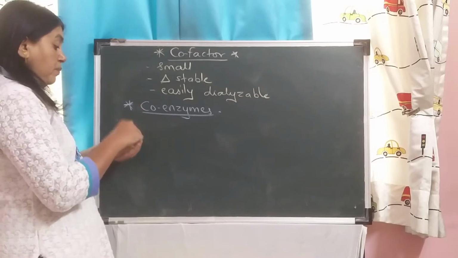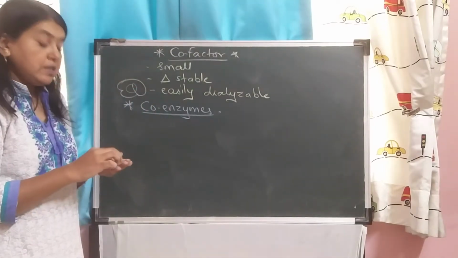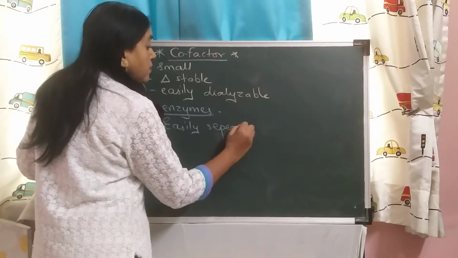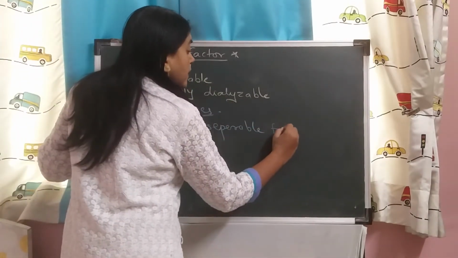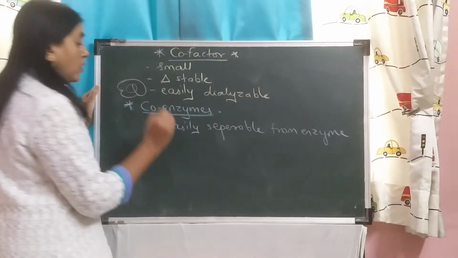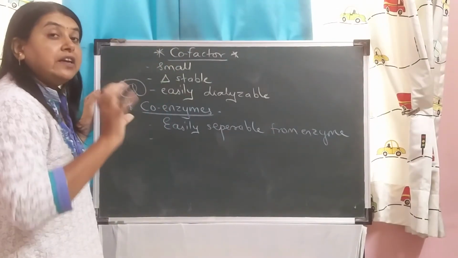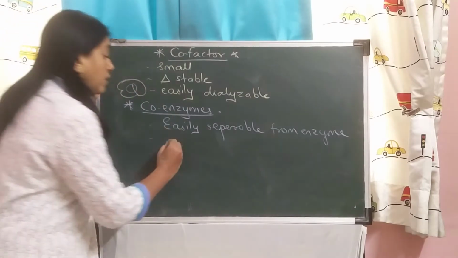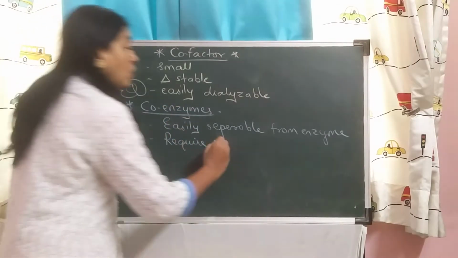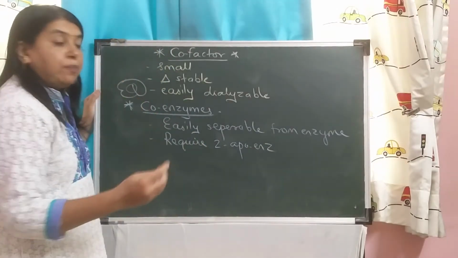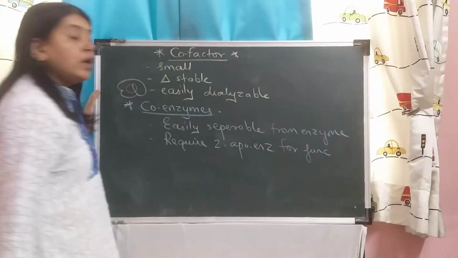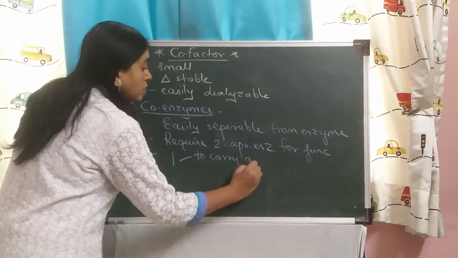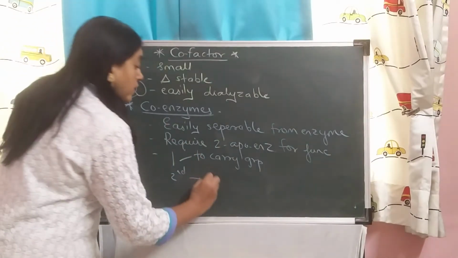Now, what are coenzymes? Very, very important. Again, a NEET question is asked on coenzymes. So what are coenzymes? Coenzymes are easily separable from the enzyme. Okay. They are involved in group transfer reactions, or they are able to carry a group from one enzyme to another enzyme. So they require two apoenzymes for their function. One to carry the group, and second is for the transfer of the group.